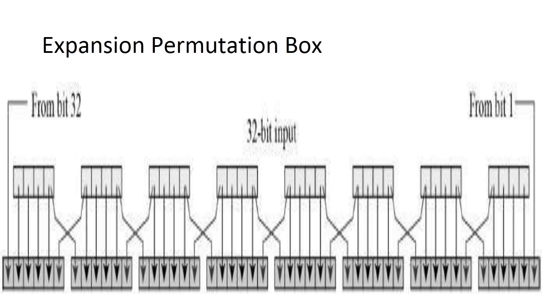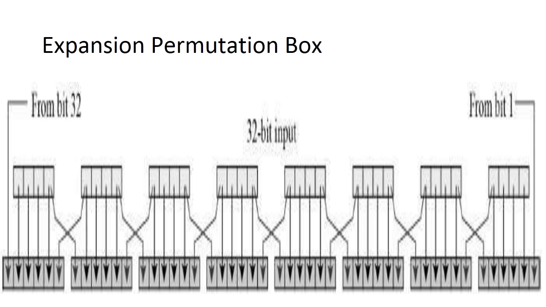Firstly, we will talk about the expansion D box. We need to expand the RI-1 to 48 bits. RI-1 is divided into 8 4-bit sections. Each 4-bit section is then expanded to 6 bits. This expansion must follow a predetermined rule.